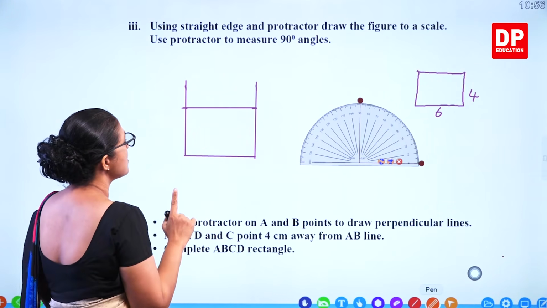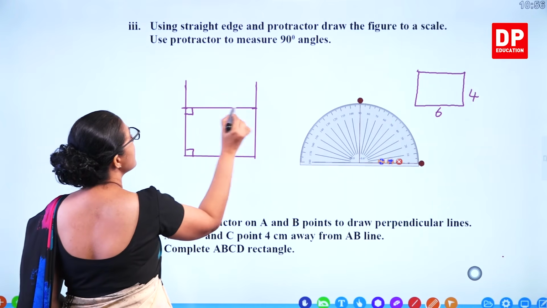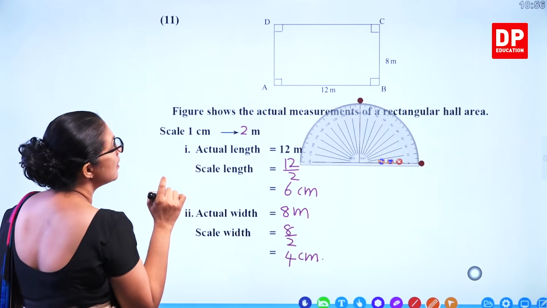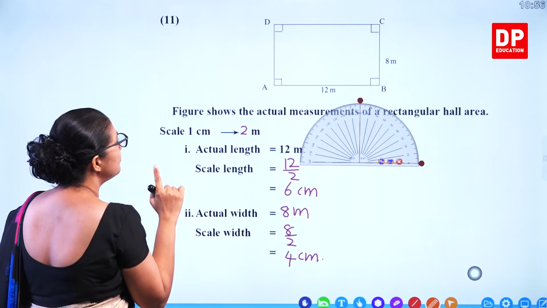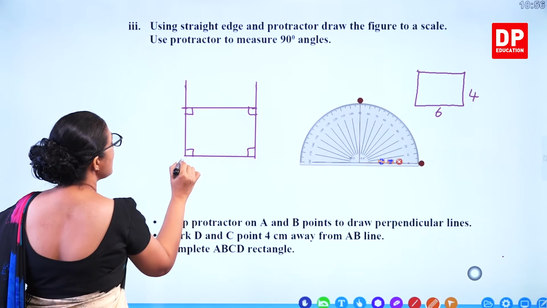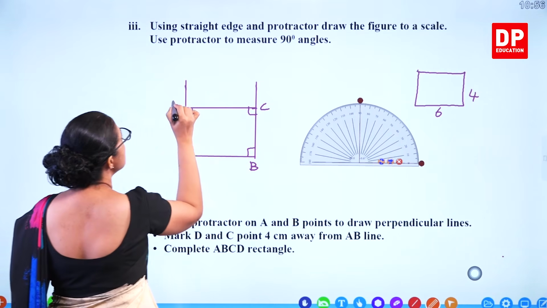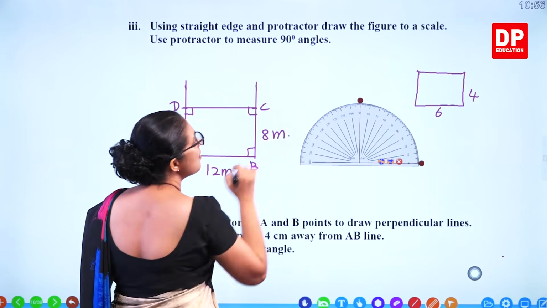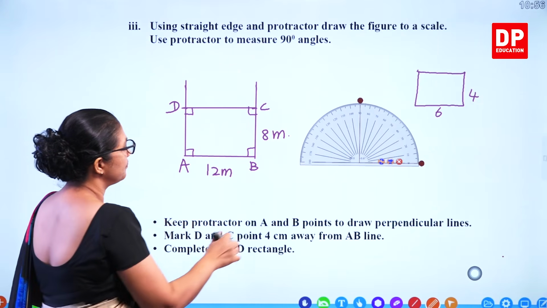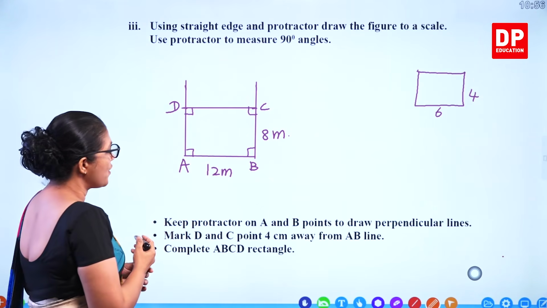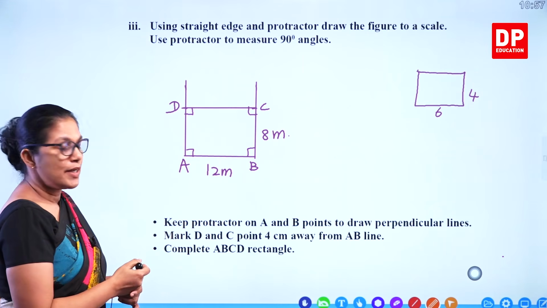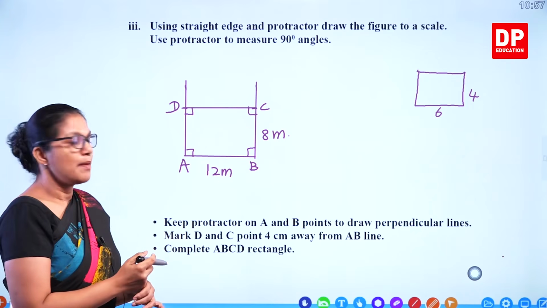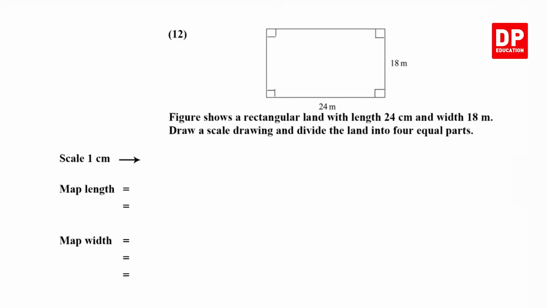So 6 centimeters and 4 centimeters. So these are 90-degree angles. And what's the label? A, B, C, D, 12 and 8. A, B, C, D. This is 12 meters and 8 meters. Keep protractor on A and B points to draw perpendicular lines. Mark D and C point 4 centimeter away from AB line. Complete ABCD rectangle. Look at this one.